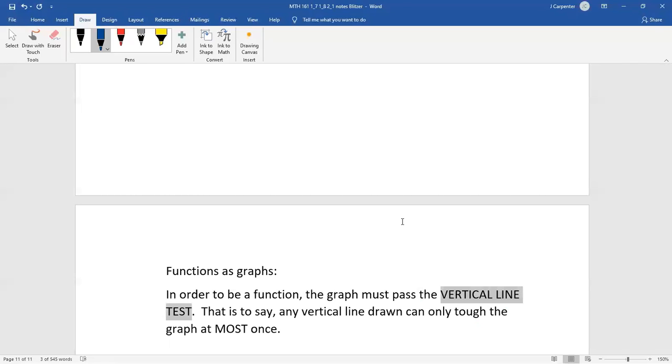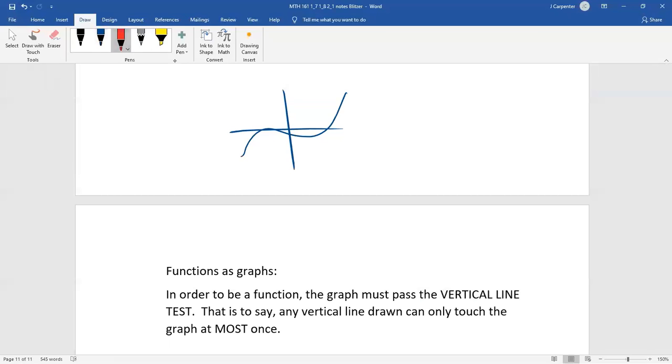The vertical line test is that you can draw a vertical line anywhere and only touch the graph at most once. Wow, that misspelling has been there over a year. So let's say here's your graph. The graph is the curve. The axes are not the graph. That's just what we use to make the graph.